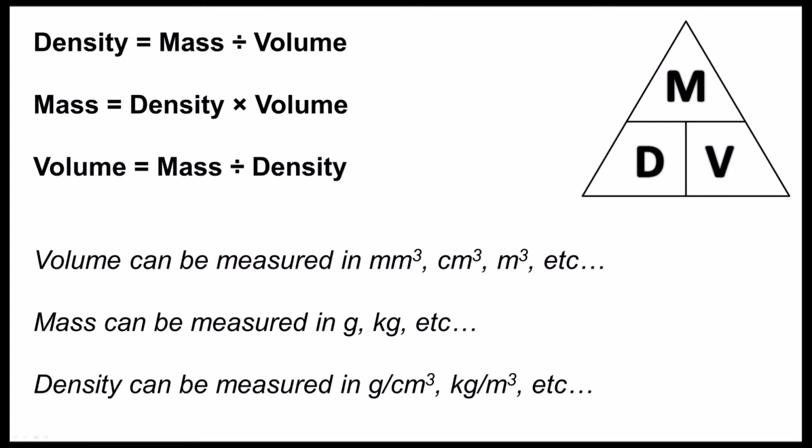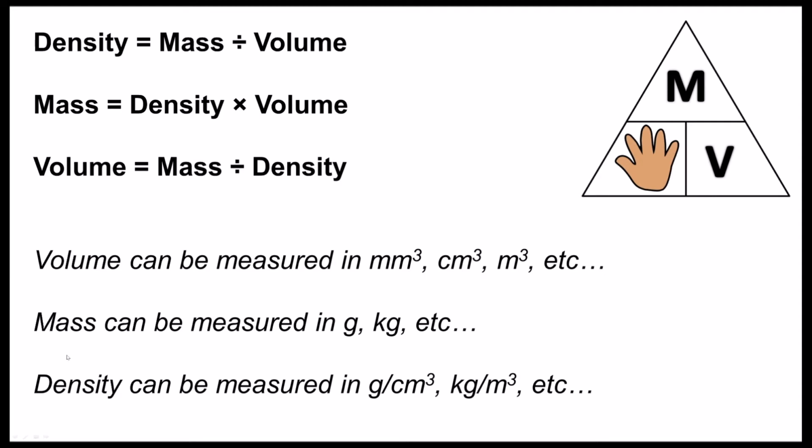Now, instead of trying to remember all three of those, we can use the DMV triangle in the top right to help us think about what calculation we need to do. This works in a very similar way to the speed, distance, time triangle that you're probably already used to. So if, for example, I wanted to work out density, I cover that up within the triangle, and what I've got is m above v. That means mass divided by volume.